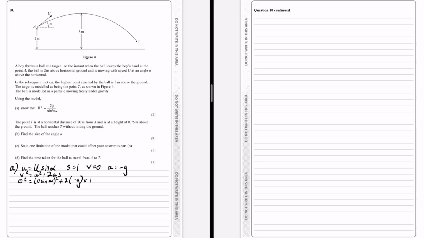So that's minus 2g essentially on the right. So bring that onto the left-hand side. 2g equals u squared sine squared alpha. Squaring the u, squaring the sine alpha. And divide both sides by sine squared alpha. We'll get 2g over sine squared alpha equals u squared, which is what we wanted.